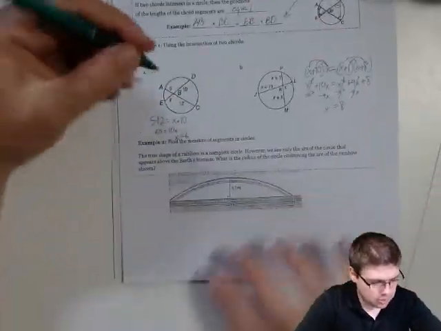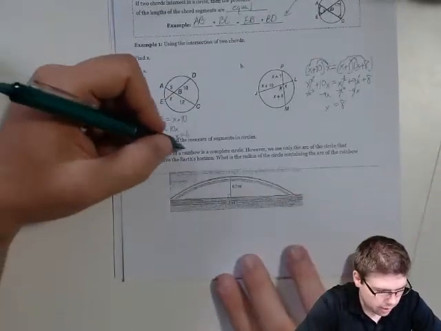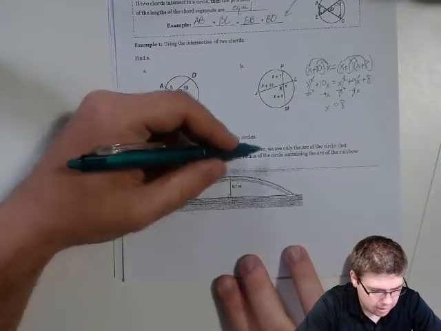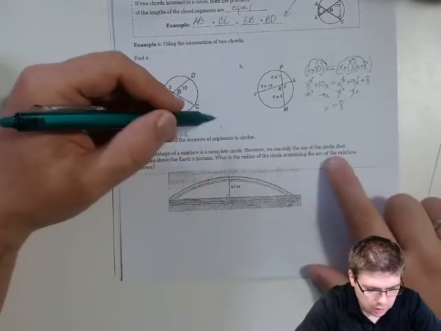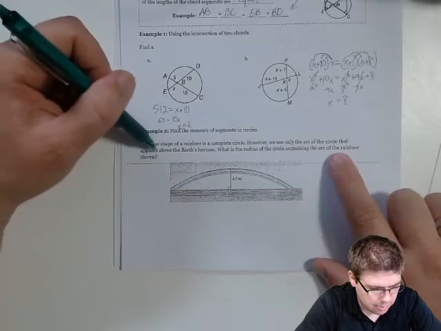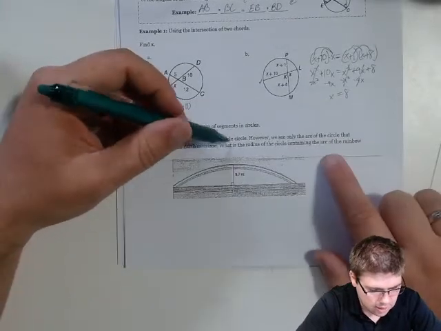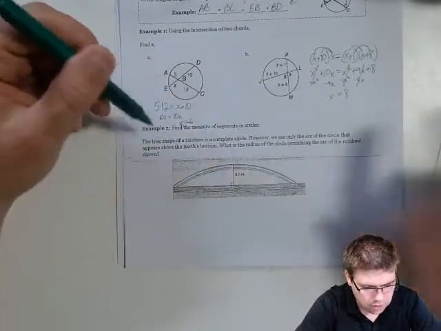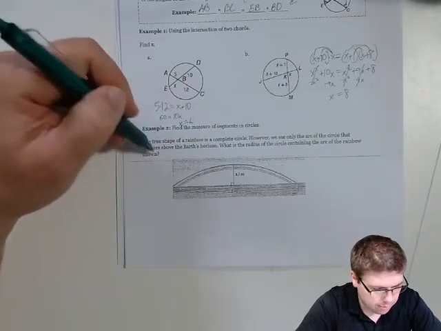All right, in this one, the true shape of a rainbow is a complete semicircle. However, we see only the arc of the circle that appears above the Earth's horizon. What is the radius of the circle containing the arc of the rainbow shown?